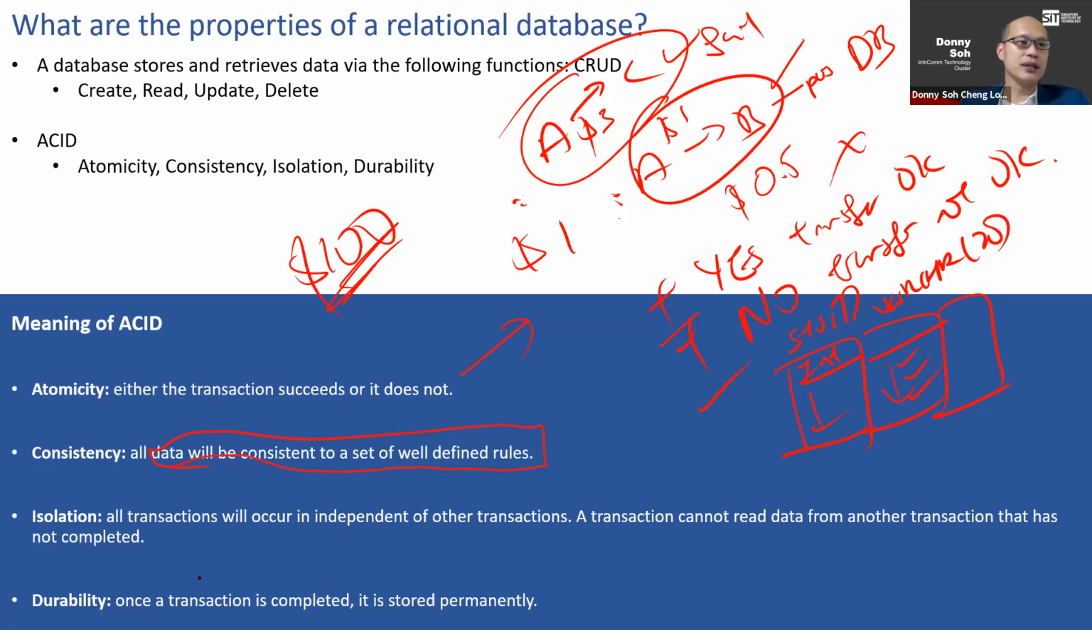Last would be durability. Once a transaction is completed, it is going to be stored permanently, so it won't be lost suddenly. Hopefully it won't be lost suddenly. But that is the last property of relational databases.